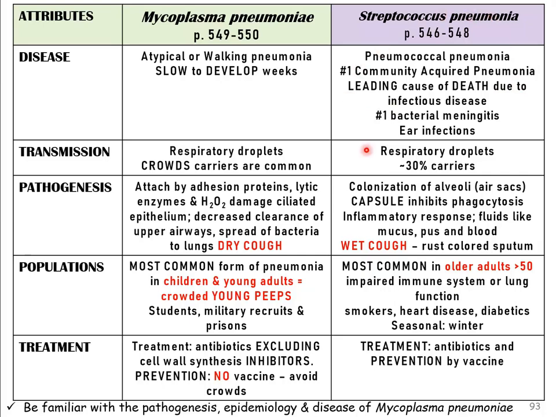I call this one the community-acquired pneumonia of the elderly. It also causes other things, we talked about meningitis and ear infections. And this is sort of the community, the crowded young, so young peeps, to keep those two straight. So Mycoplasma pneumoniae, walking pneumonia, Streptococcus pneumoniae, pneumococcus.